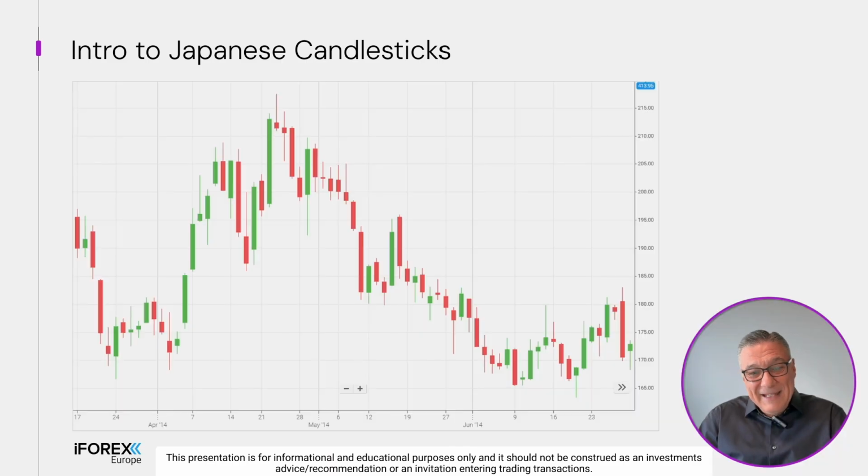Excellent. And here is a real chart where we can identify a hammer after a prolonged decline, and then we can see what happened after this hammer formation. What followed was an upward direction.